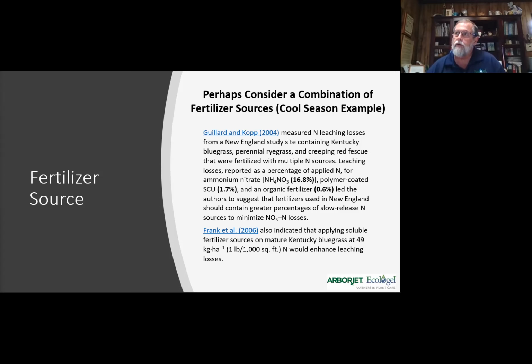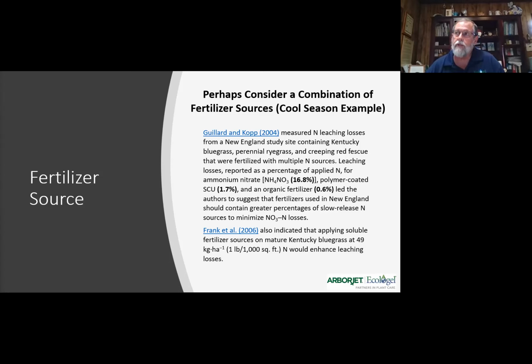And here's in cool season, this is out of New England, where Gillard and Kopp looked at leaching losses of different sources of nitrogen applied to turf. And they found that ammonium nitrate, as would be expected, had almost 17% of the whole total amount of nitrogen lost through leaching, whereas a polymer coated urea only had 1.7% loss, and the organic fertilizer had 0.6.